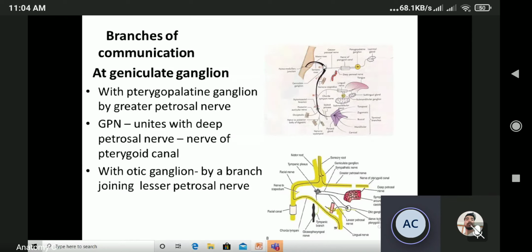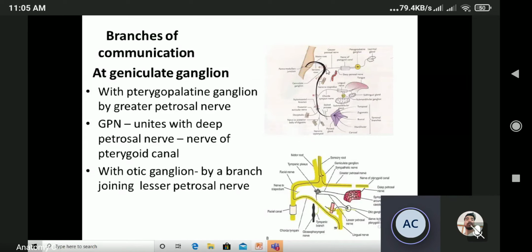Now the facial nerve communicates with the pterygopalatine ganglion here. Now this is the pterygopalatine ganglion. So this is the genu, and this is the pterygopalatine ganglion. The facial nerve communicates with the pterygopalatine ganglion by the greater petrosal nerve. Now this is the greater petrosal nerve here. So why the greater petrosal nerve? It communicates with the pterygopalatine ganglion.